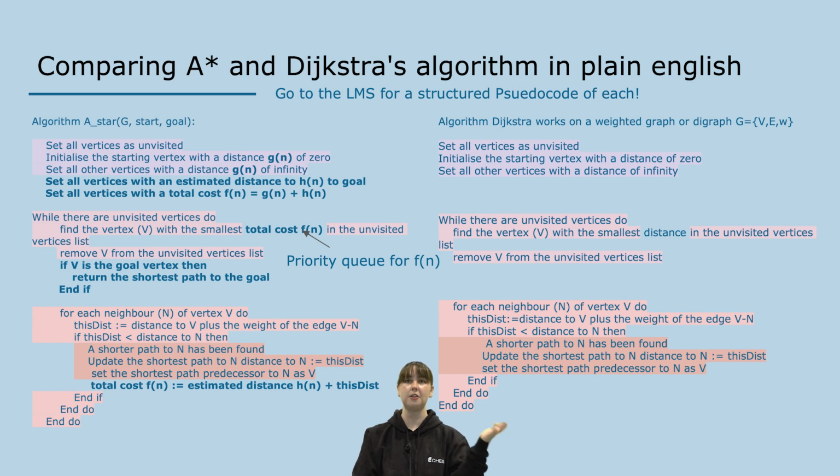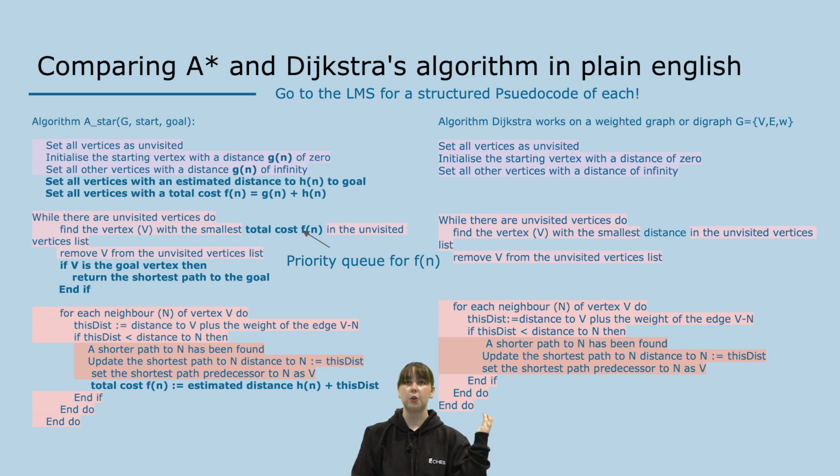So comparing A-star to Dijkstra's algorithm in plain English. Now this Dijkstra's algorithm in plain English you can find on the LMS. The A-star one I've just edited Dijkstra's to have, and you can go to the LMS to look at the structured pseudocode for each. We're using the plain English version because it's going to be a little easier to understand for this task, and you probably aren't going to need the actual structured pseudocode for your exam, but you might need it for some kind of SAT.